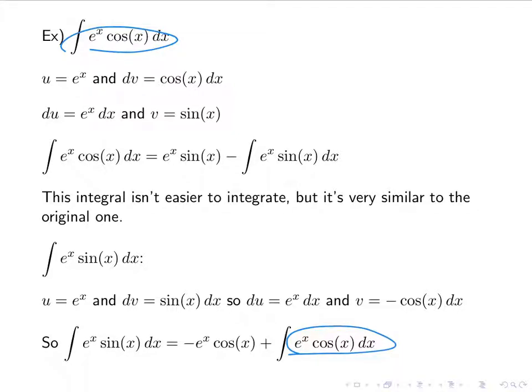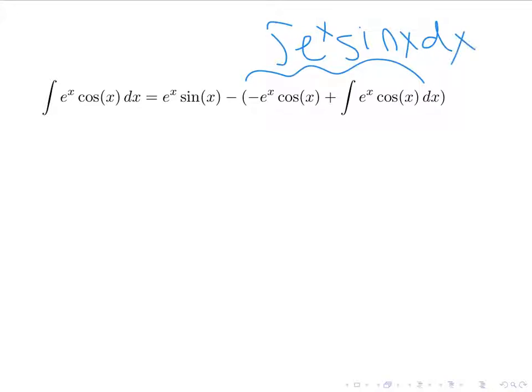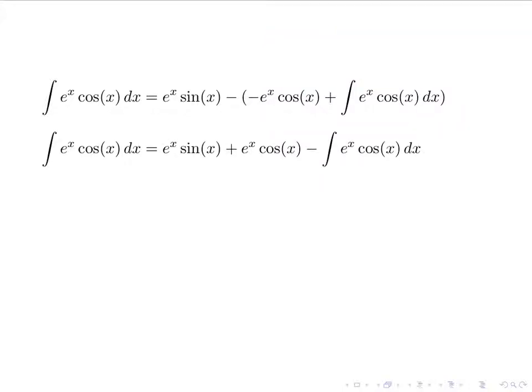I'm going to plug in this guy up here. Okay, so the integral of e to the x cosine x dx equals e to the x sine x minus, remember this was the integral of e to the x sine x dx. Okay, but I've just plugged it in from our second by parts. Next, I'm going to distribute the negative. Okay, that's all I did was distribute the negative.